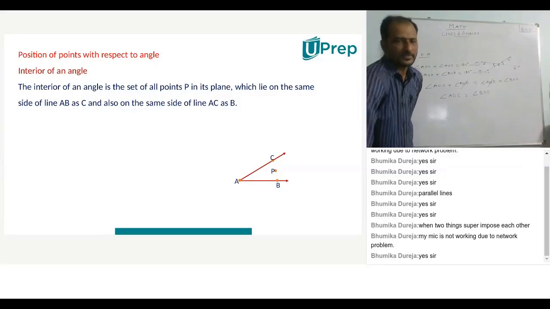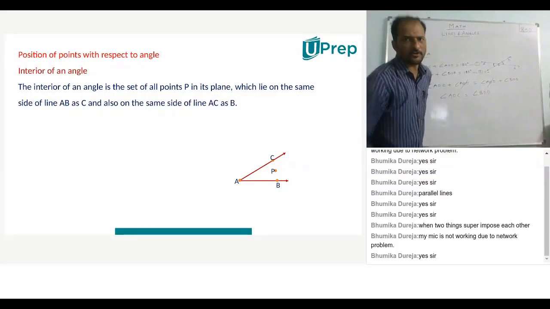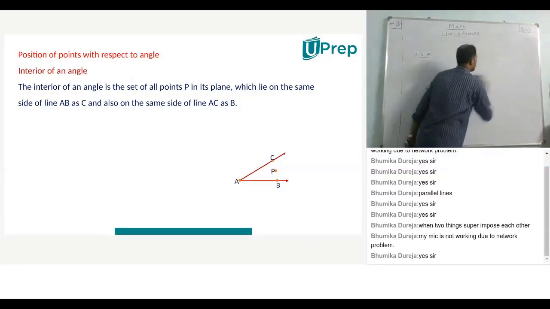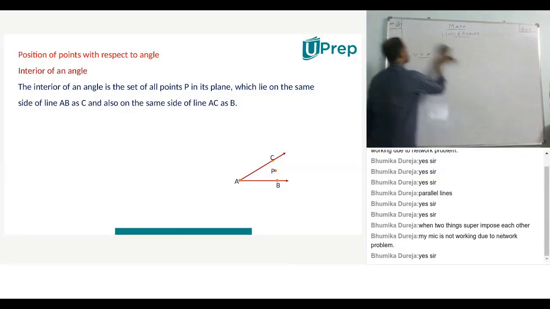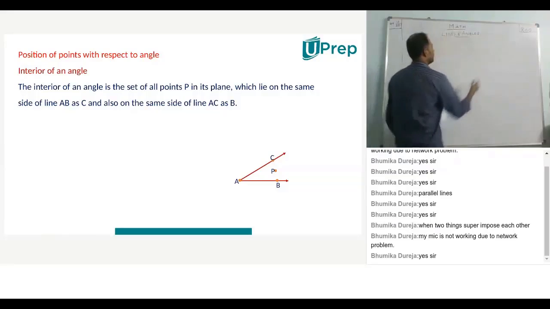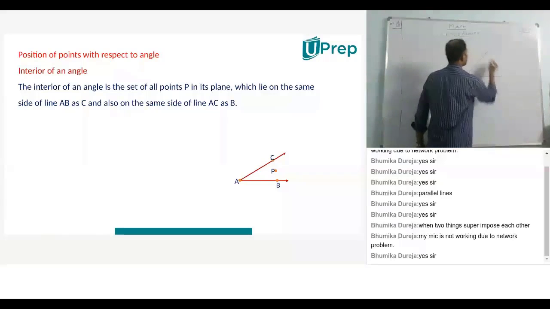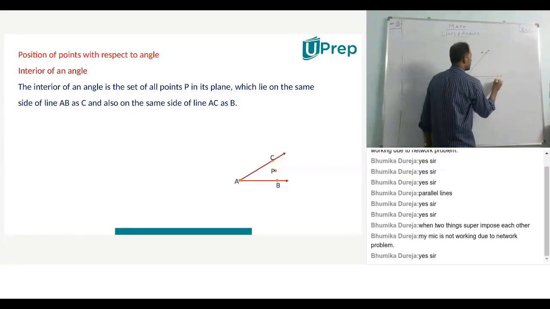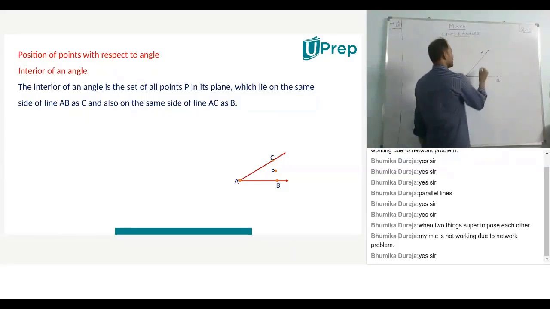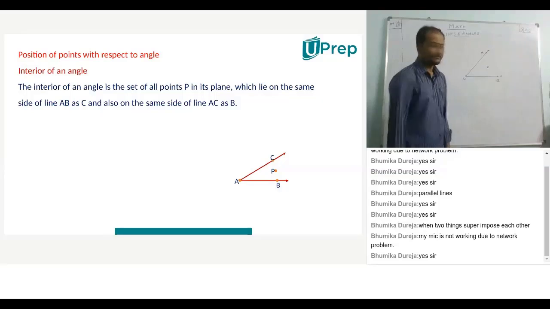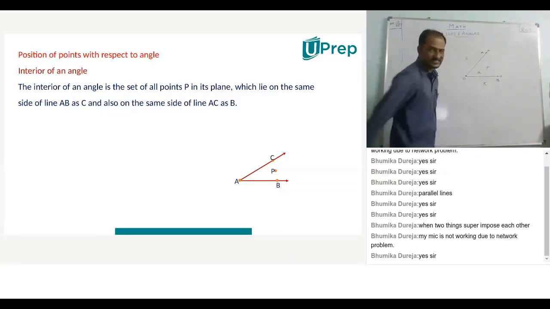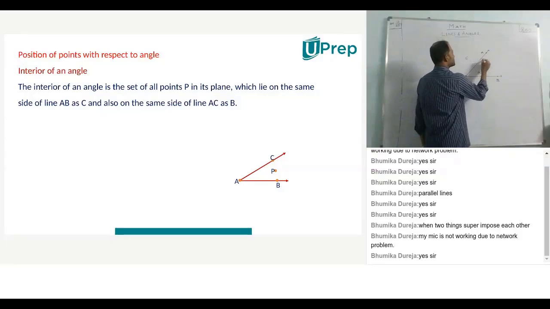Done, sir. That's great. Next, position of points with respect to the angle. That's very simple. Suppose we take an angle. We'll name it as AOB. And what I am doing is, I'm putting a point P over here, and I'm placing another point Q, a point R, a point S, and a point C.